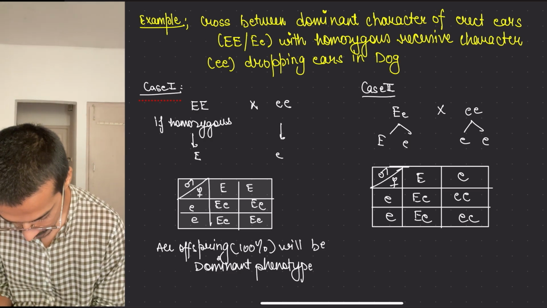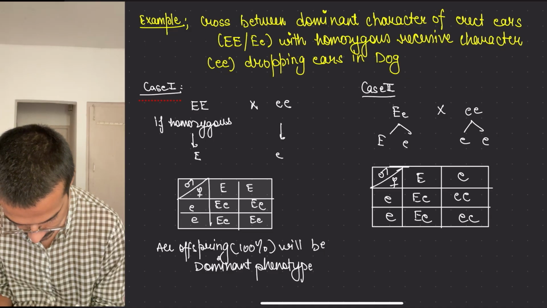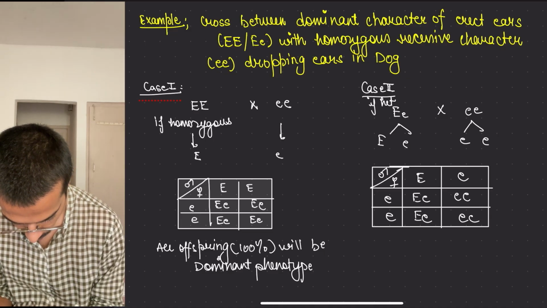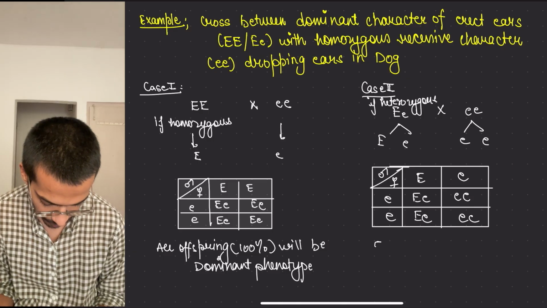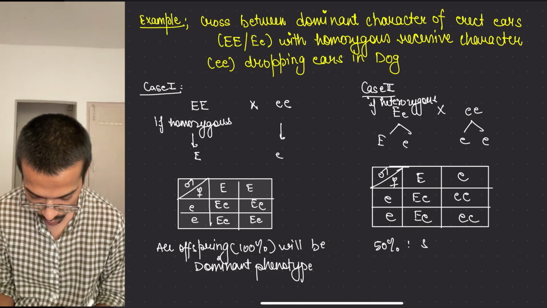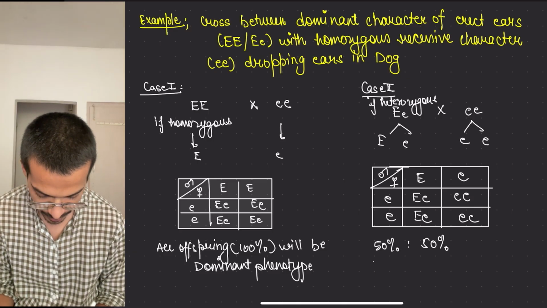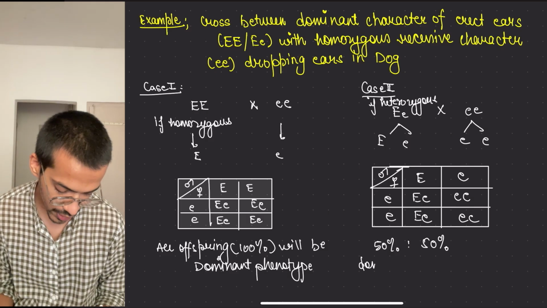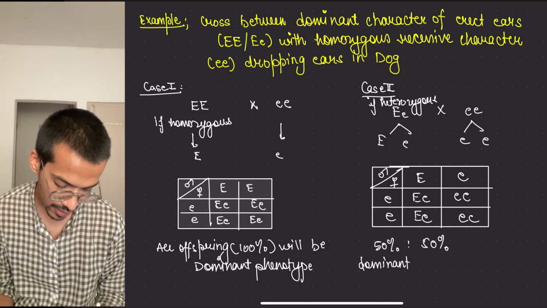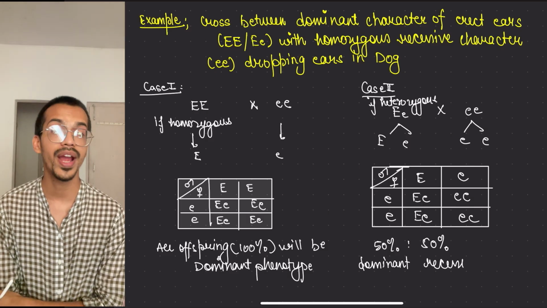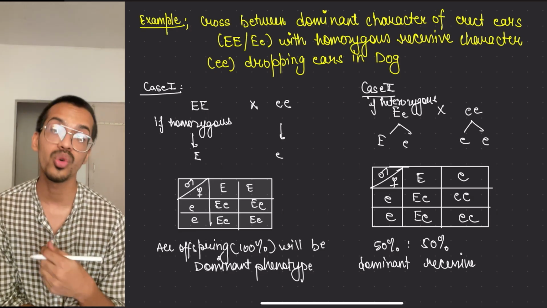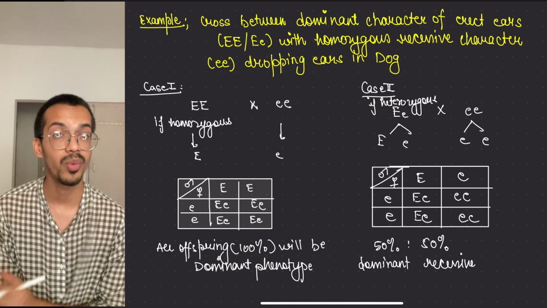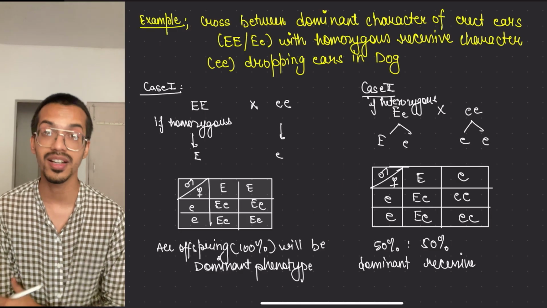So if heterozygous, then 50% and 50%. 50% would be the dominant character, and 50% would be the recessive character. And that's how they will be able to find whether I am heterozygous or homozygous. And this becomes an important thing. I hope this is understood to you.